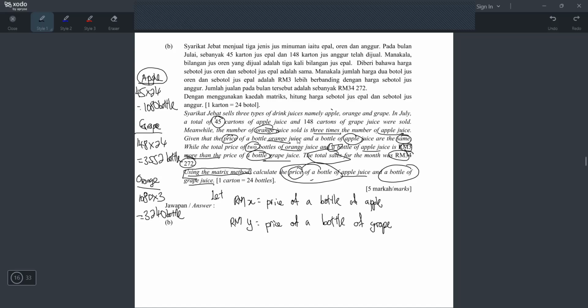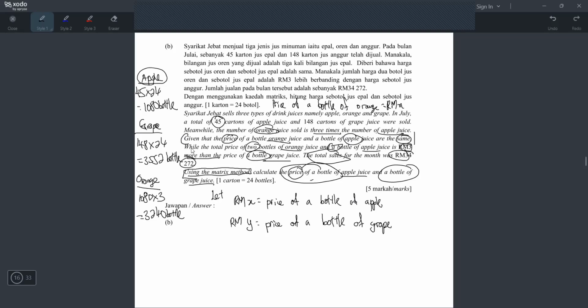Okay, given that the price of a bottle of orange juice and a bottle of apple juice are the same. So what is the price of a bottle of apple? The price of a bottle of apple is RMx, right? But now they say orange is also the same. So what will be the price of a bottle of orange? It will be RMx also, right? Because they say they are the same. Read again: the price of a bottle of orange juice and a bottle of apple are the same, but apple I already let become RMx, so orange also RMx.